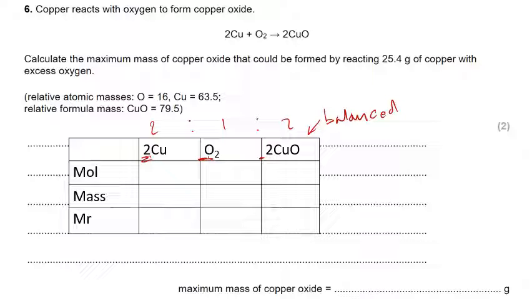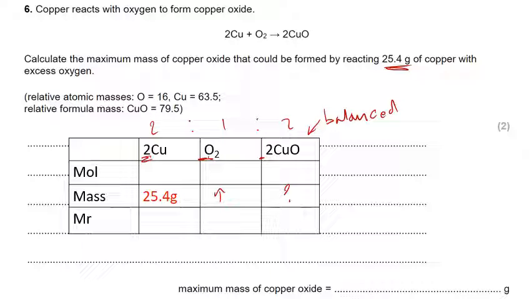So it says here, calculate the maximum mass of copper oxide. So that's what we're calculating. I'll put a question mark there. That could be formed by reacting 25.4 grams of copper with excess oxygen. So put 25.4 grams of copper here.